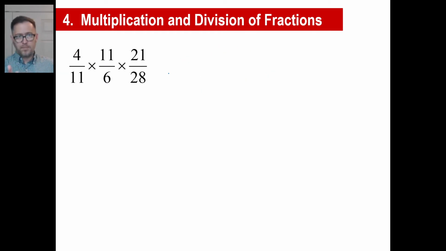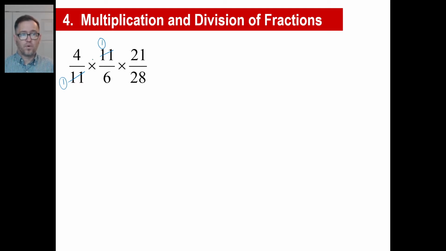Okay, what if it's something kind of convoluted looking like that? What do we have to do? I mean, you could sit there and do this all the way across the top, all the way across the bottom, and then reduce until the cows come home. I wouldn't do that if I were you. I'd cancel. Easiest thing, of course, here is going to be 11 and 11, right? That's a 1 and a 1. Don't even need to write that really, but we can.